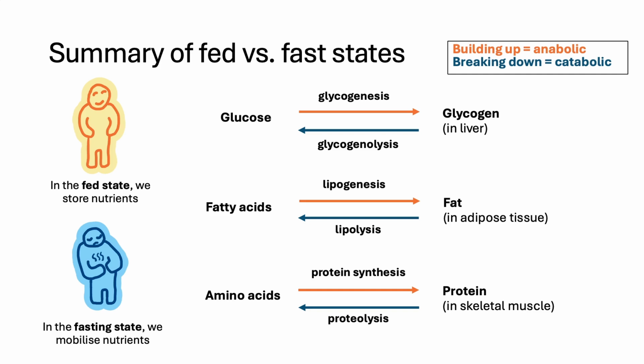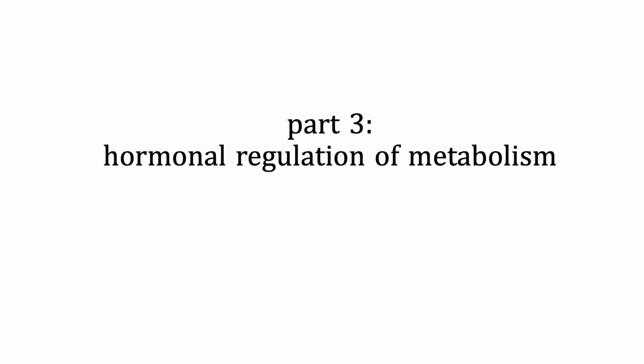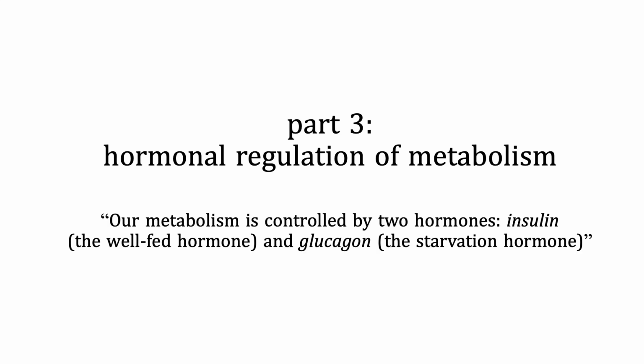So next question is, how does our body know when to perform the anabolic reactions? And how does it know when to perform the catabolic reactions? Well, here we get to part 3, hormones. Hormones control all of this. And so I've called part 3, hormonal regulation of metabolism. Our metabolism is controlled by 2 main hormones. The first is insulin, which is the well-fed hormone, and the second is glucagon, the starvation hormone.